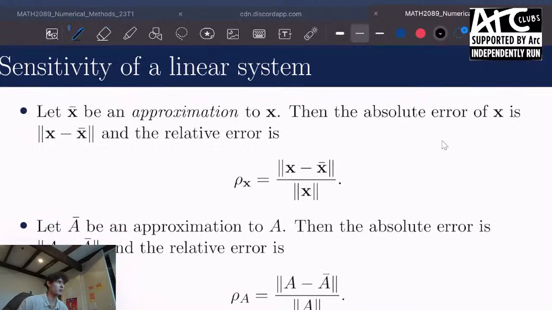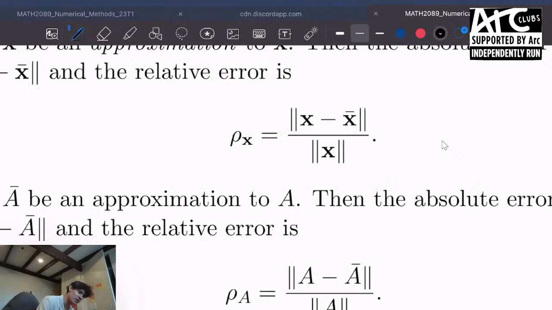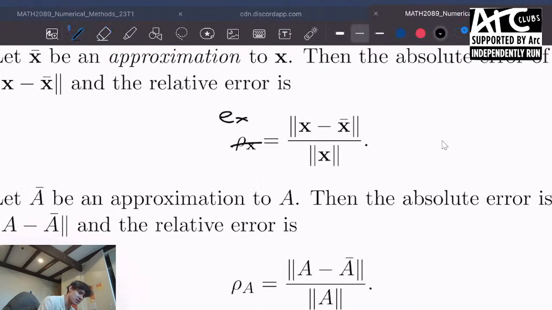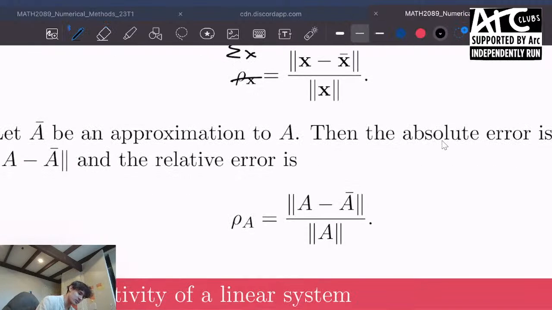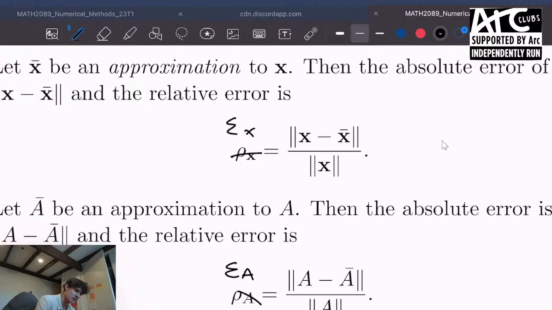Now the whole reason why we bother with condition numbers is to deal with the sensitivity of a linear system. This is related to the amount of error we get when we solve a linear system using a computer. Remember from floating point that most numbers in a computer are approximations. To quantify the error, we want to look at the relative error. I think it's a bit easier to just call it epsilon X and epsilon A. So this is the relative error in X. Relative error is just the difference between X and its approximation: that's the actual X, and that's the approximation in X.